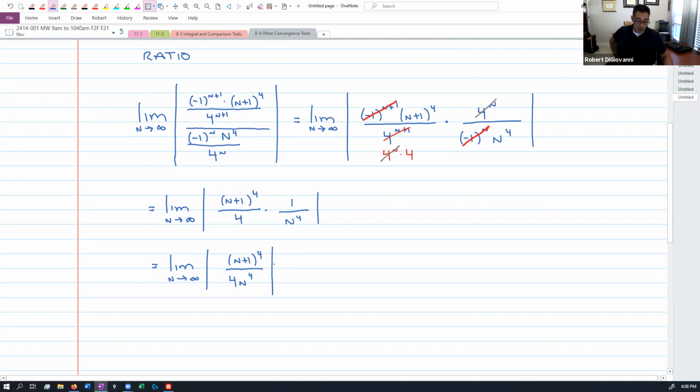All right, well, this right here is infinity over infinity, so I can use L'Hopital, but I think what I'm going to do is on the top there, the n plus 1 to the 4th, I'm going to expand that out.